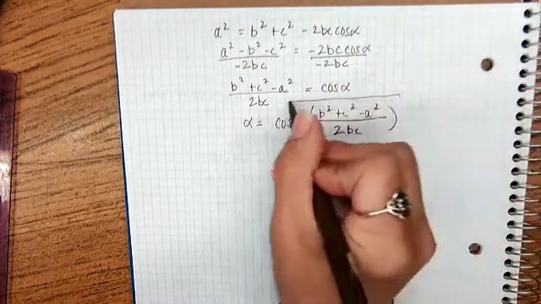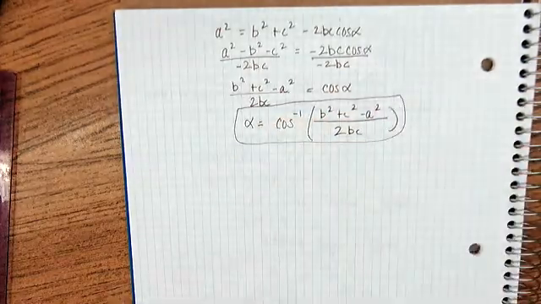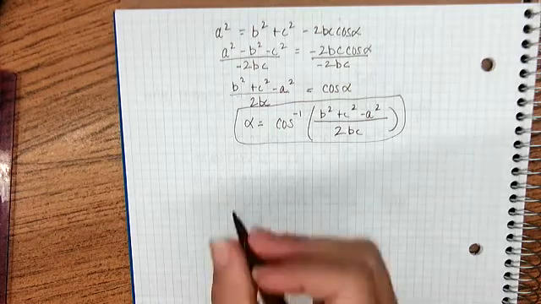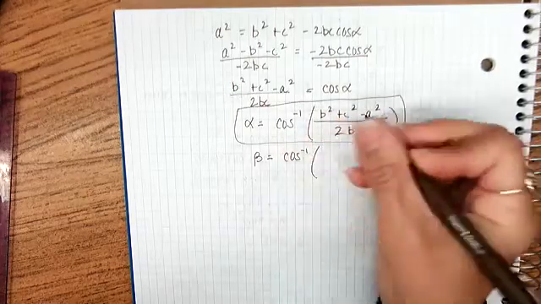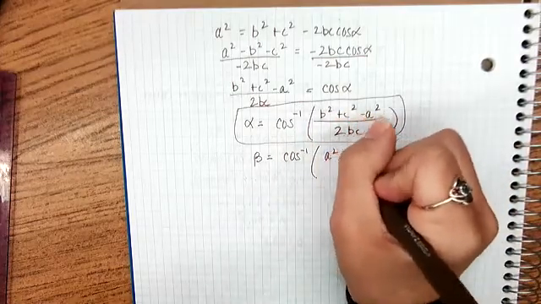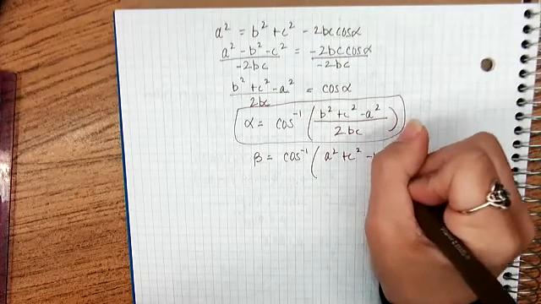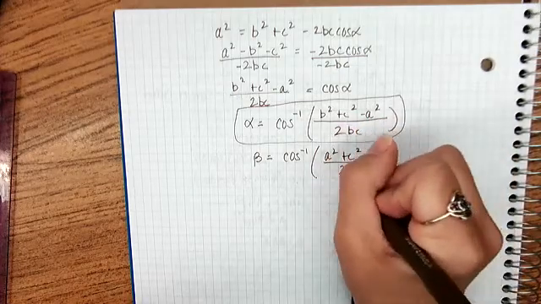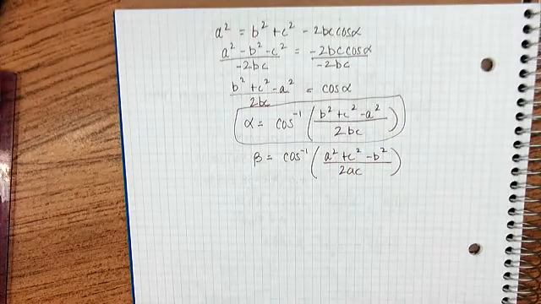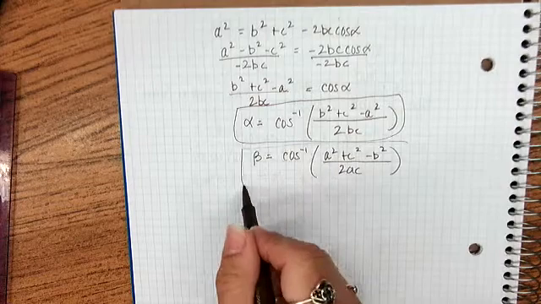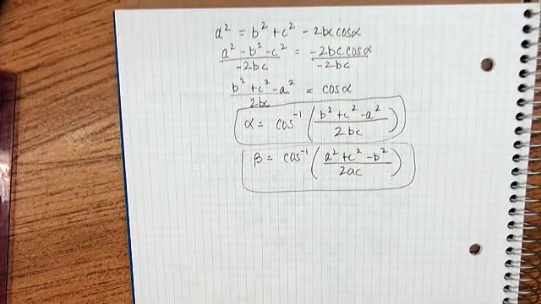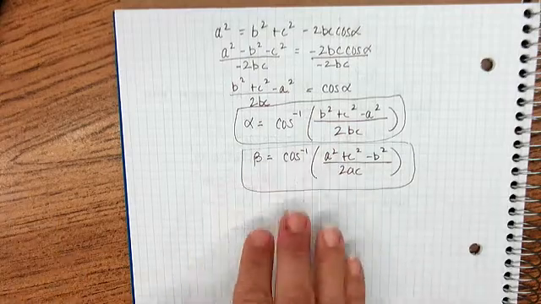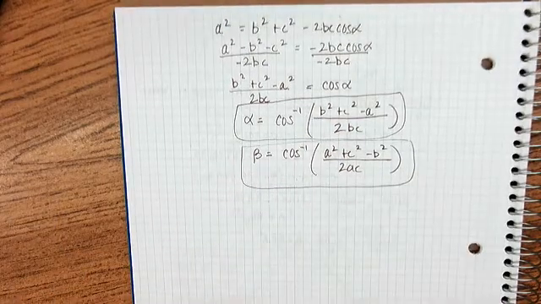I will use this formula oftentimes. So for beta, it's going to be the inverse cosine of a squared plus c squared minus b squared over 2ac. Of course, I can do it quickly. I've been doing it forever. And then gamma follows along. You don't have to use these, but in the notes, I tend to use the angle formulas as opposed to the side formulas.